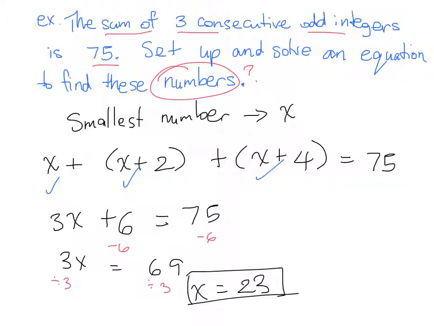That's not our answer because you're being asked to find all of the integers. So 23 is just, as we already know, just the smallest. So one of the numbers is 23, and they're odd numbers, so the next one is 25, and the next one is 27. All right, and if you check it out, which is our last step to solving any problem, if you do in fact add 23, 25, and 27, you will definitely get 75, and that's our answer. It works.